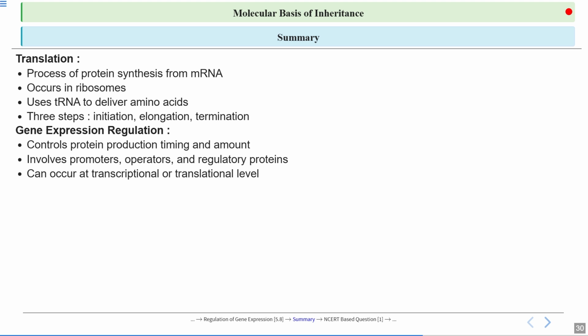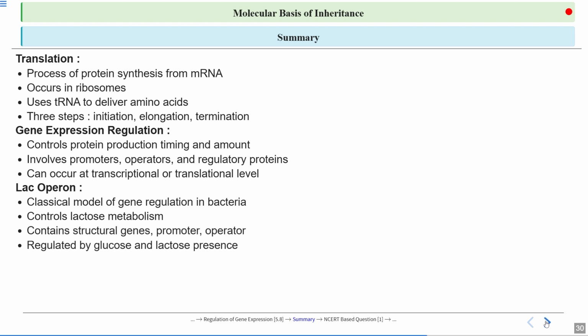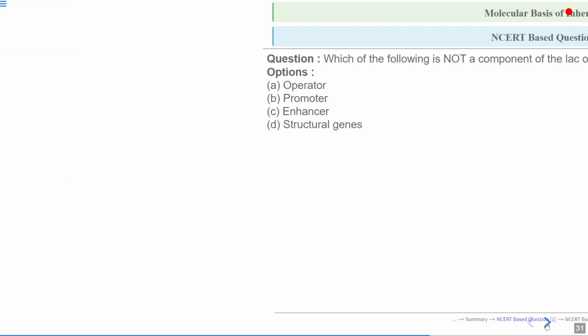If that repressor protein goes and binds to the operator, it won't be able to give access of the promoter to RNA polymerase, and then there will be no transcription. Regulation can occur at the transcriptional or translation level. If we talk about the lac operon, it is the classical model of gene regulation in bacteria. It controls lactose metabolism. It contains structural genes, promoter and operator. It is regulated by glucose and galactose present. It functions through a repressor protein. Okay.